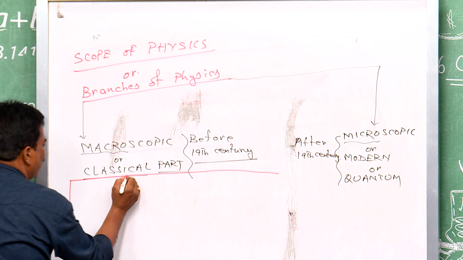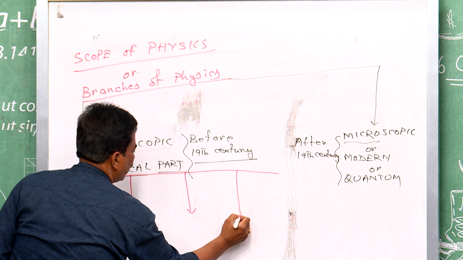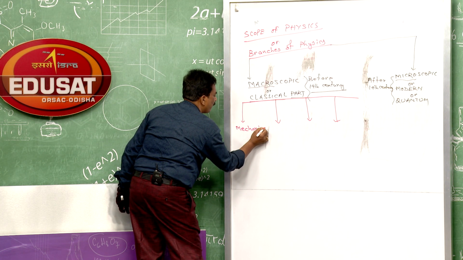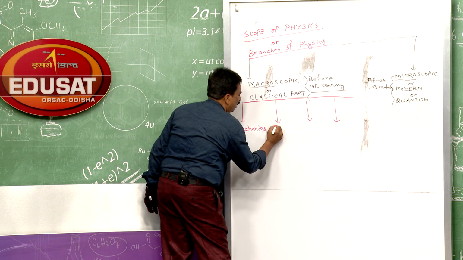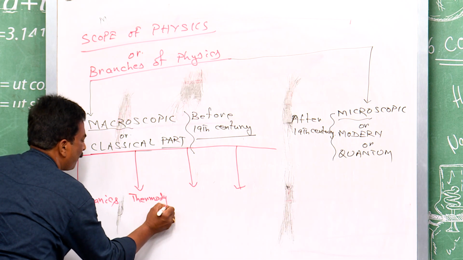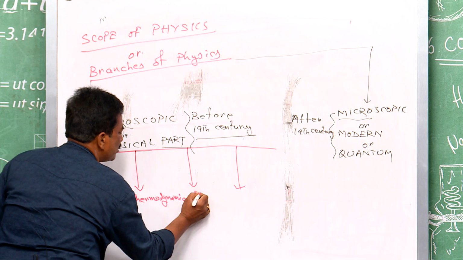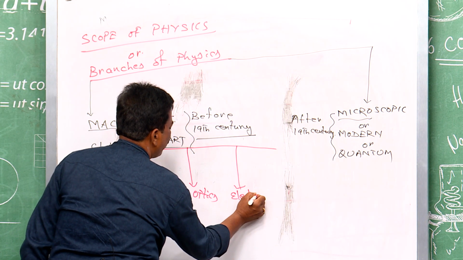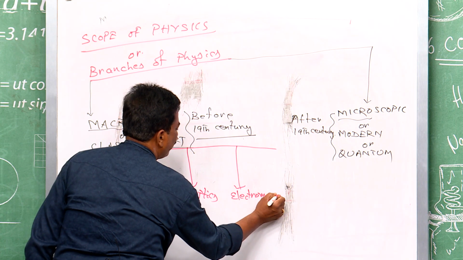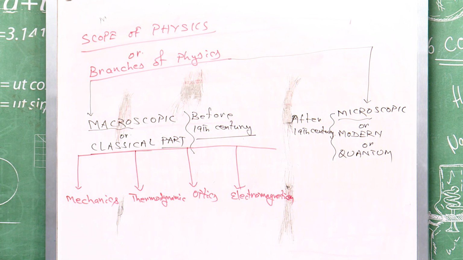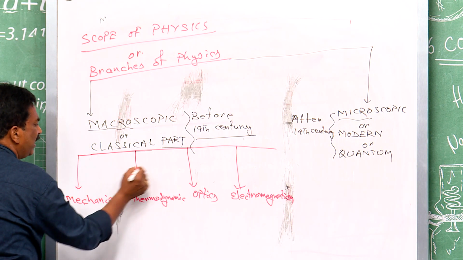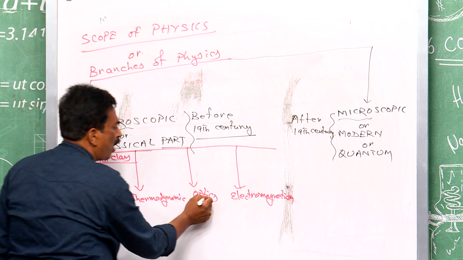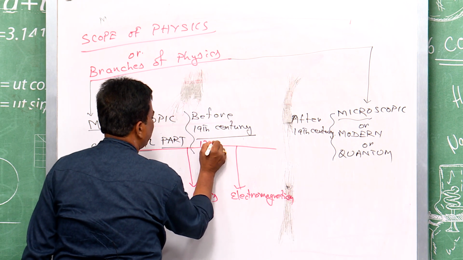Though this is the macro one, this macro is subdivided mostly into four ones. One is mechanics. One is thermodynamics. One is optics, and one is electromagnetism. These mechanics and thermodynamics you will deal with in the 11th class. And this optics and electromagnetism are in the 12th class.